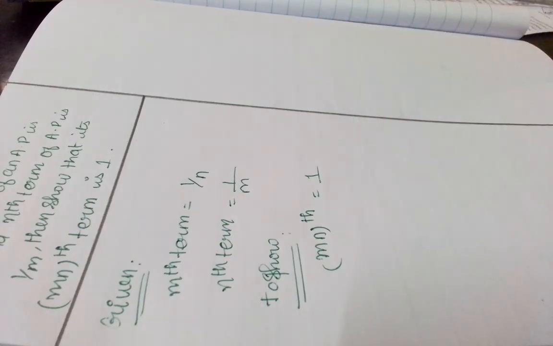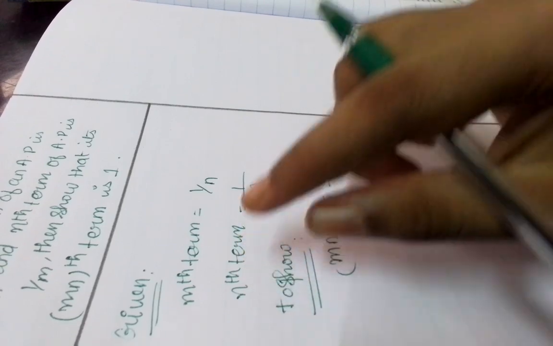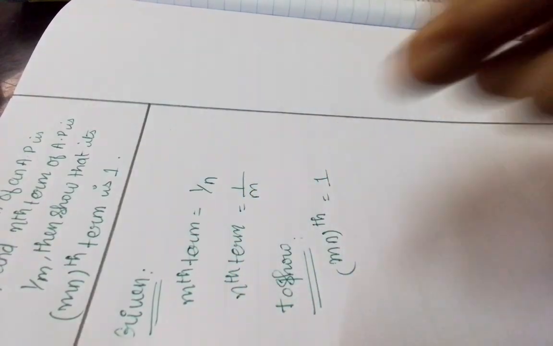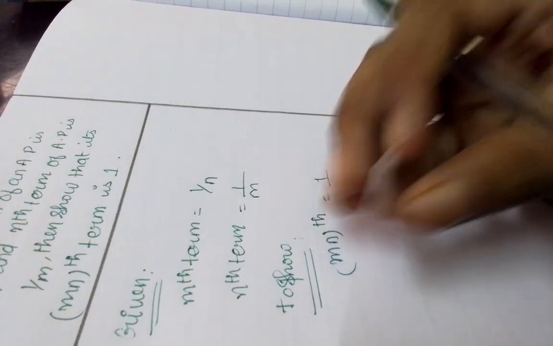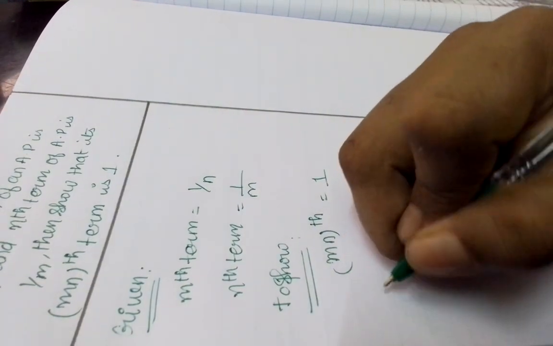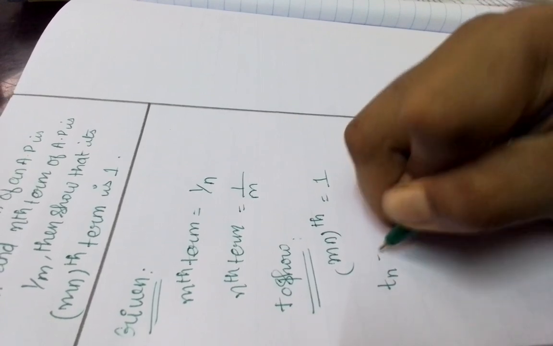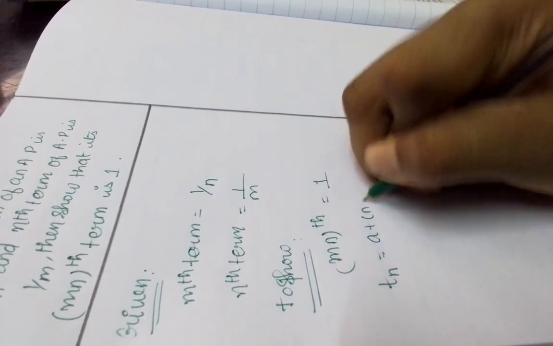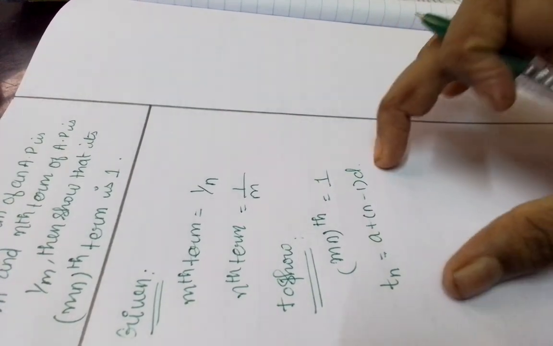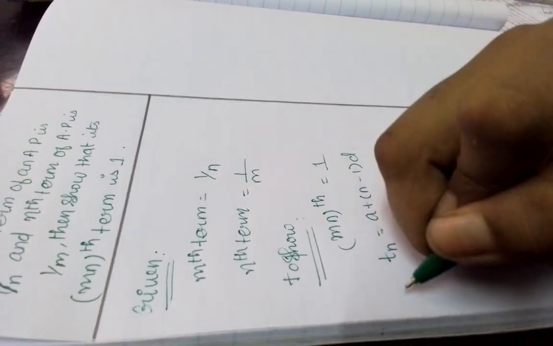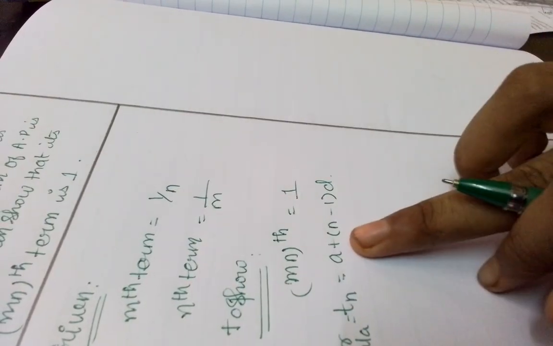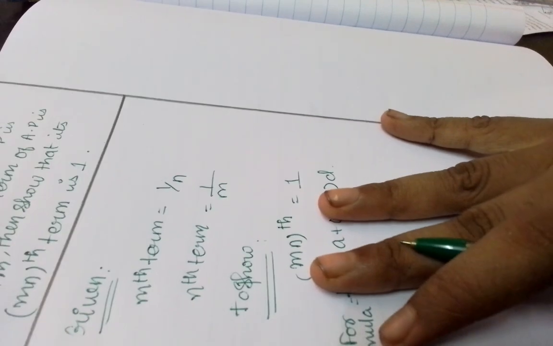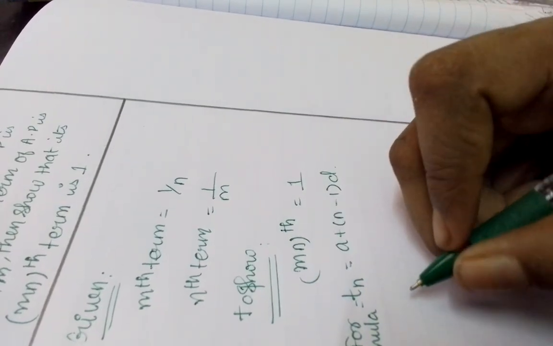See, in whatsoever questions you have solved, this mnth term or this nth term represents a particular term, correct? So if you have to find the value of a particular term, what formula have you studied, students? You have studied that t n is equal to a plus n minus 1 into d. So here also we are going to apply the same formula. So what formula are we going to apply? The formula is t n is equal to a plus n minus 1 into d. We are going to use that particular formula only. So let us proceed.